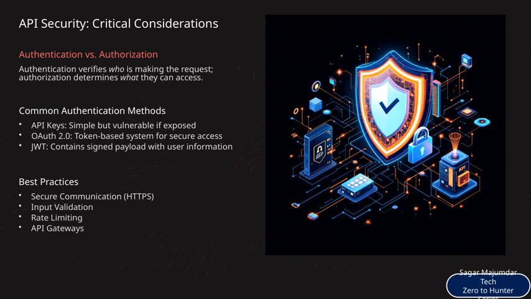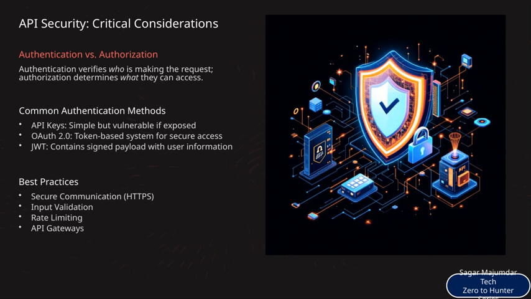When it comes to common authentication methods, there are a few key ones to keep in mind. API keys are straightforward and easy to implement, but they can be vulnerable if exposed or leaked. OAuth 2 is a more robust, token-based system that provides secure access, especially useful for delegated permissions. And then there's JWT, or JSON web tokens, which carry signed payloads containing user information, making them convenient for stateless authentication. Moving on to best practices, always ensure your communication is secure by using HTTPS.